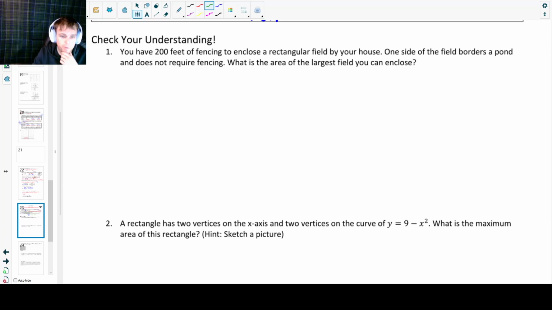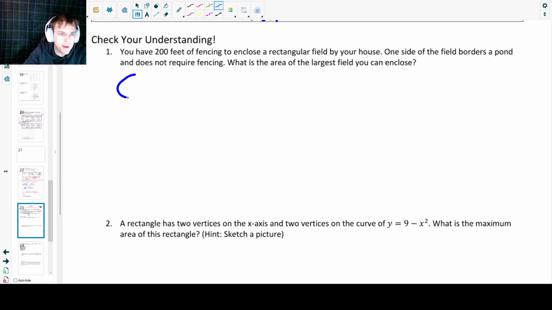All right, welcome. We are going to be looking at some of the check your understanding questions for the optimization lesson 6 in unit 4 here. So first question, you have 200 feet of fencing to enclose a rectangular field by your house. One side of the field borders a pond and does not require fencing. What is the area of the largest field that you can enclose?